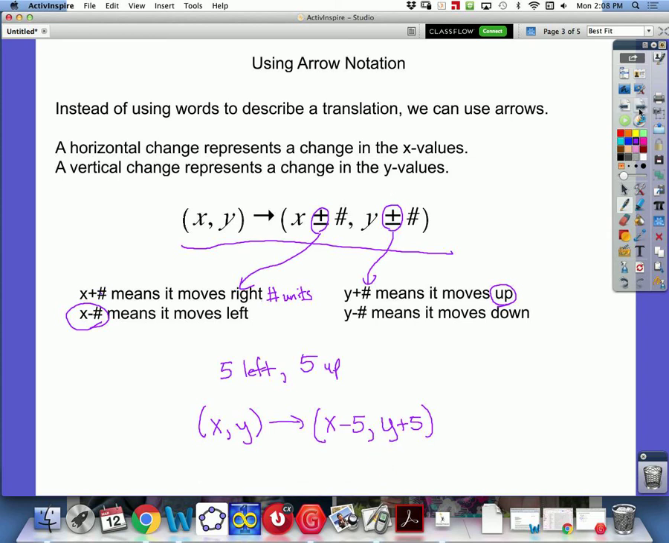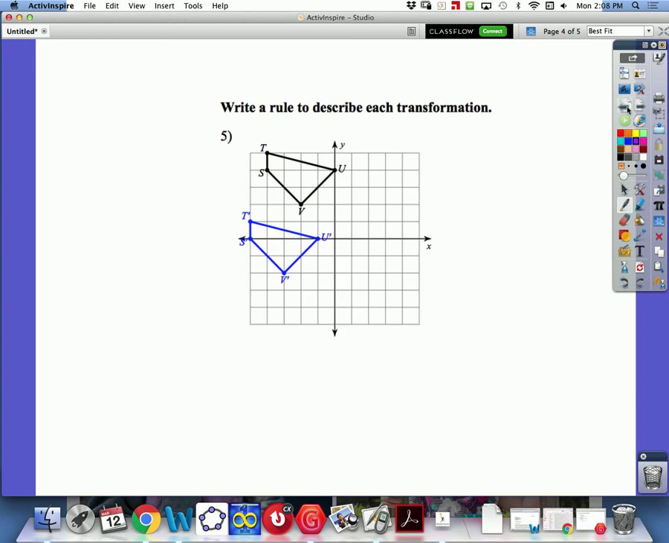So let's go practice with some more translations. Remember, it's really important for you to draw these on a paper so you can draw on them. So now this problem tells you to write a rule to describe the transformation. And we're going to go ahead and write it using words and using the rule. And if you need to pause this to copy the shape down on your picture, go for it.